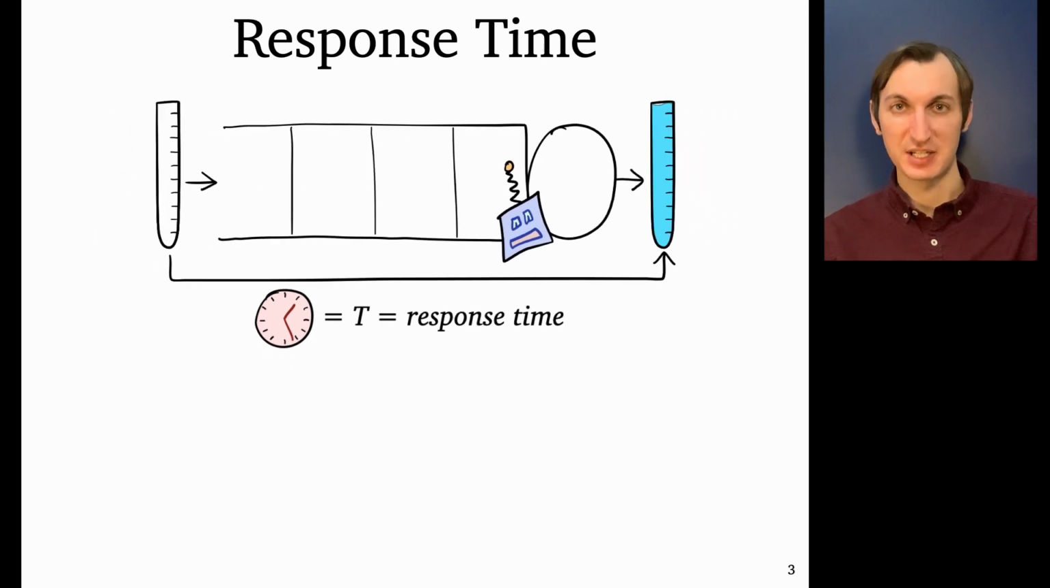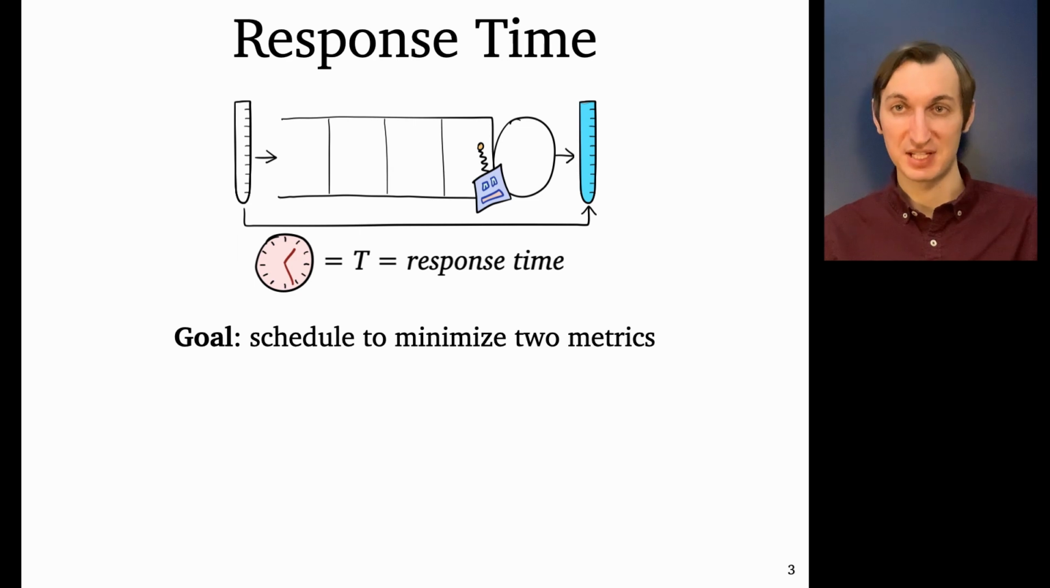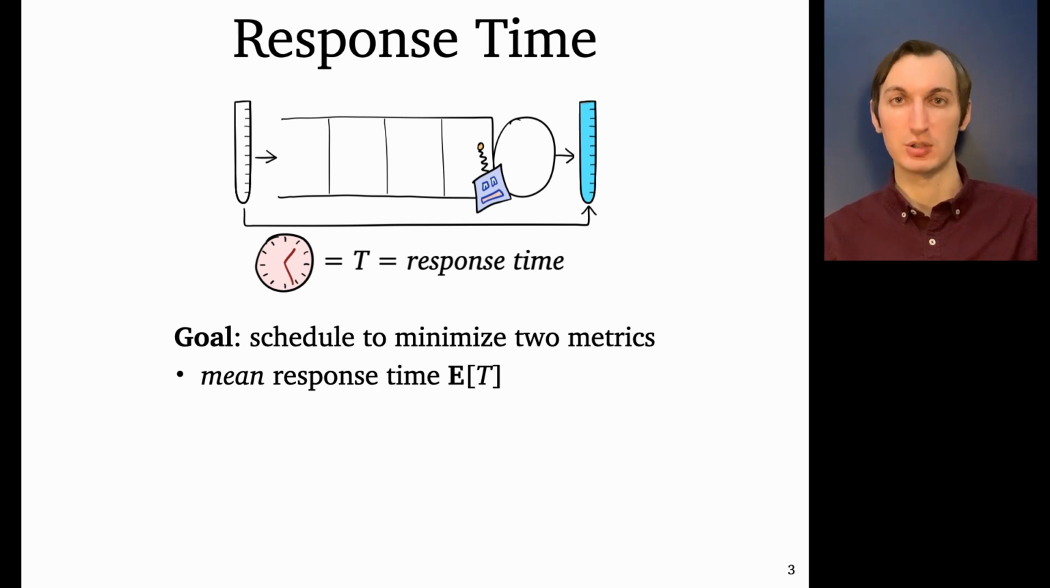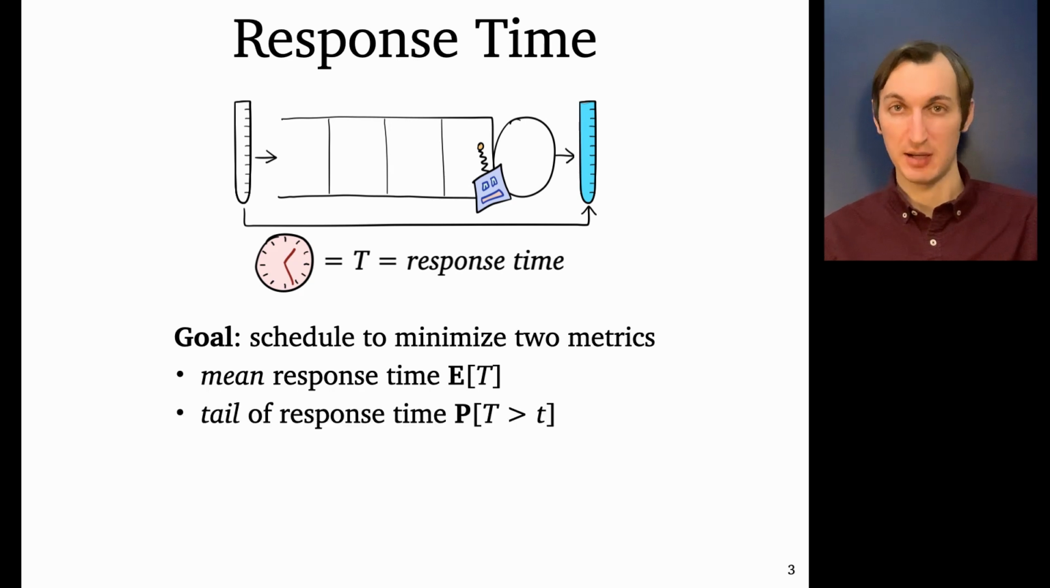So our goal today is going to be to design scheduling policies to minimize two different response time metrics. The first is mean response time, that is the average response time taken over all jobs. The second metric is tail of response time, that is the probability of a job having a particularly large response time.